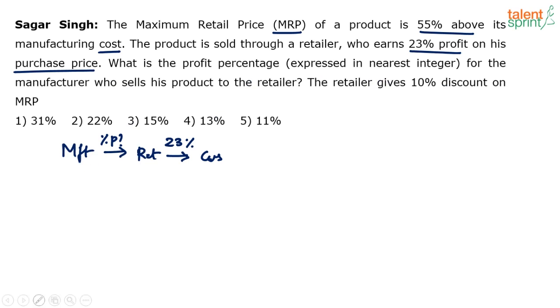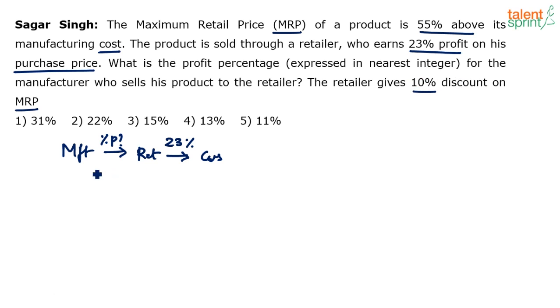The other point given to us here is that the retailer gives 10% discount on the MRP. Remember, the retailer can sell the product at a maximum value of the MRP only. He cannot sell for anything more than MRP, but he can give a discount. And here in this case, the discount given is 10%. So let's try it out now.